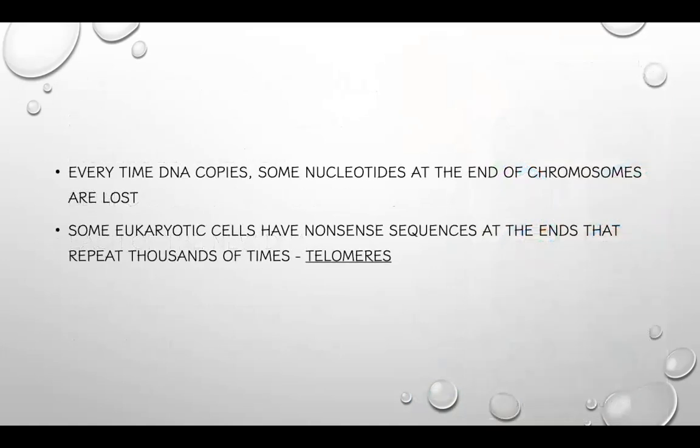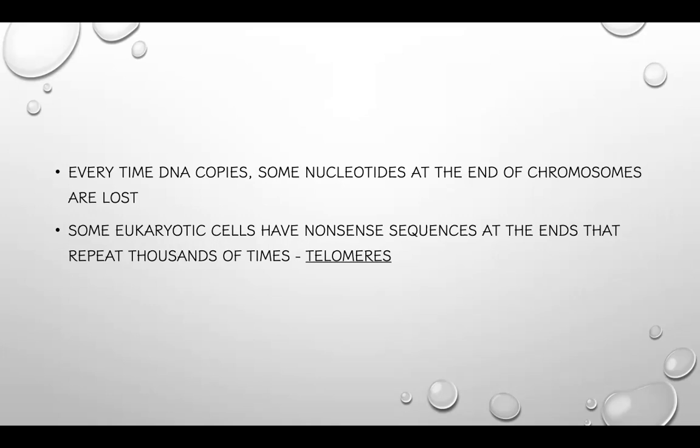Okay, here's where mortality kicks in. Every time DNA copies, some nucleotides at the end of your chromosomes are lost. Some eukaryotic cells have nonsense sequences at the ends that repeat thousands of times. These are called telomeres. The telomeres are basically what cause aging. What that means is there's a certain number of times that your cells can replicate and that DNA can replicate before things just start breaking down.